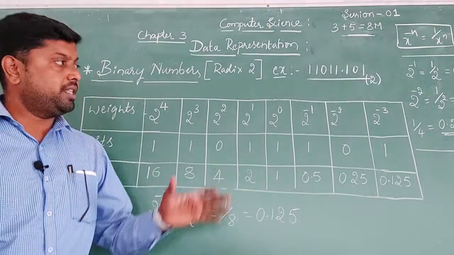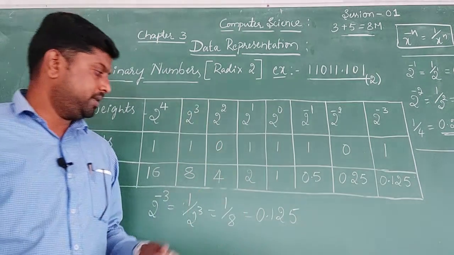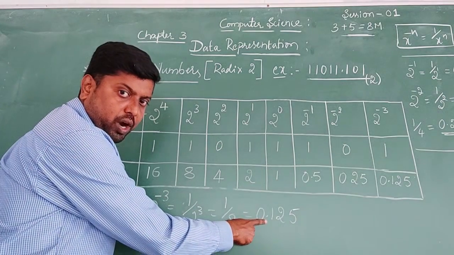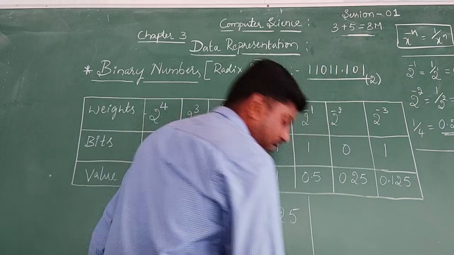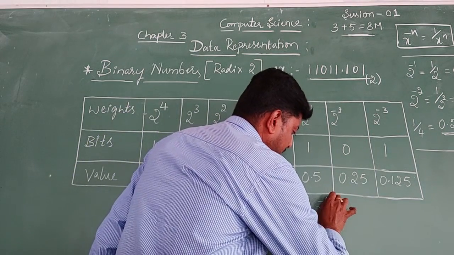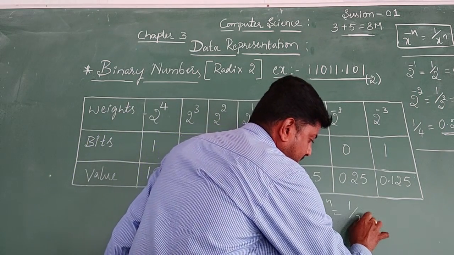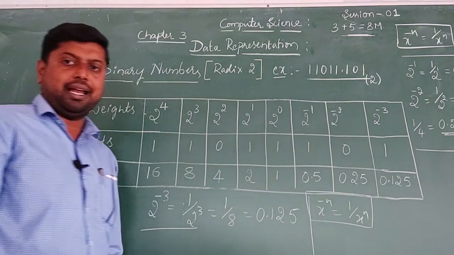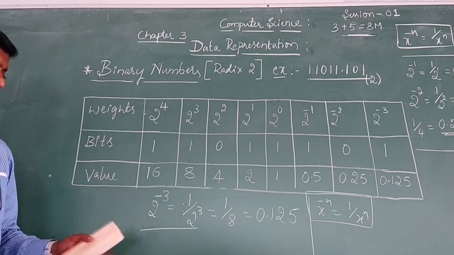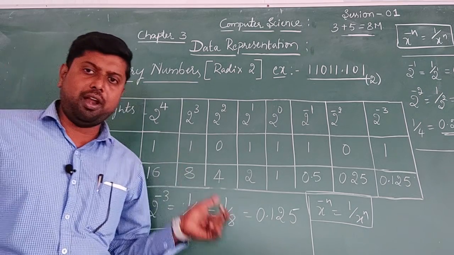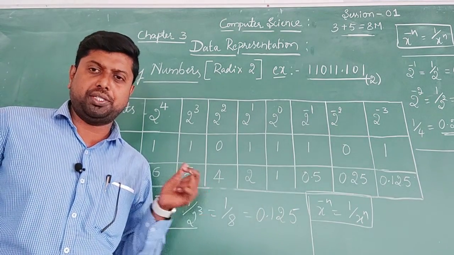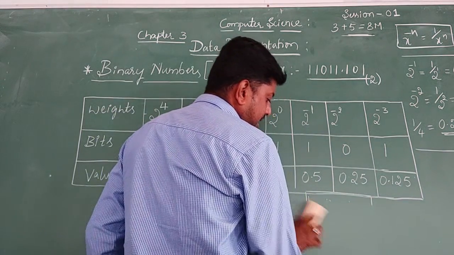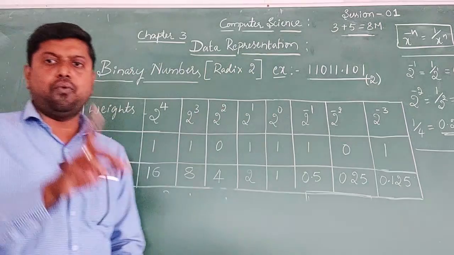Clear, dear students? Once again I will show you how you get 2 to the power of minus 3 equals 0.125, because we have a formula in mathematics: x to the power of minus n is equal to 1 divided by x to the power of n. With the help of this formula, we can calculate the fractional values of the binary numbering system. So this is the basic knowledge of how to calculate fraction numbers in the binary system. Now you multiply with this numbering system, then you will get a particular decimal value.